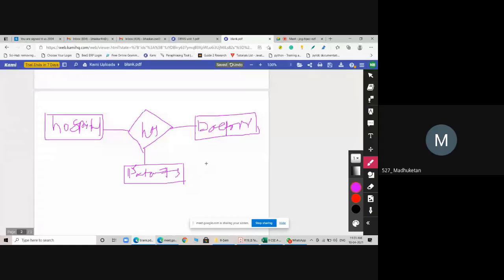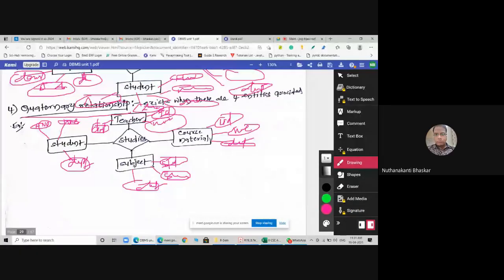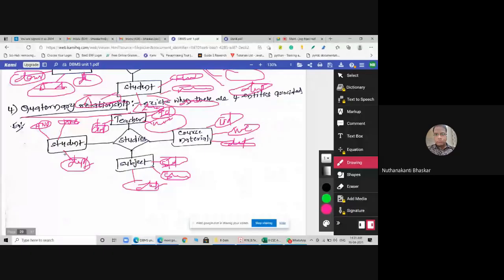Sir, can you show your example once? Student studies course material. Student studies subject. Teacher studies course material. Teacher studies subject. Here I am always going left to right and top to bottom. I never move from right to left and bottom to top, because as per the ER model rules and regulations, we must move from left to right and top to bottom. So this is the only thing we have to do.